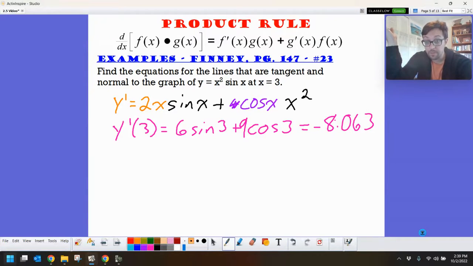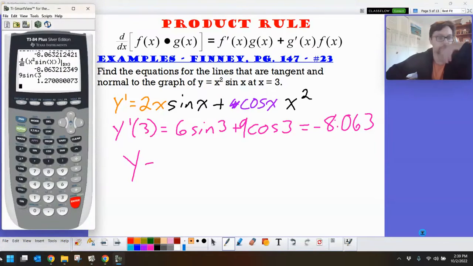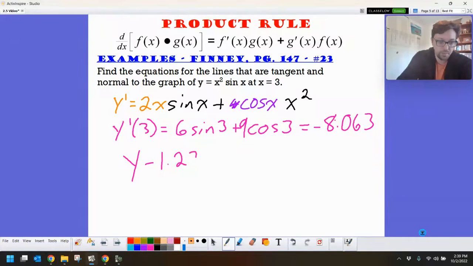Now it's just a matter of figuring out, okay, well, what is the equation for our tangent line? So we need y minus, I need a y1, so I'm going to type that into my calculator fast. That's 1.270.